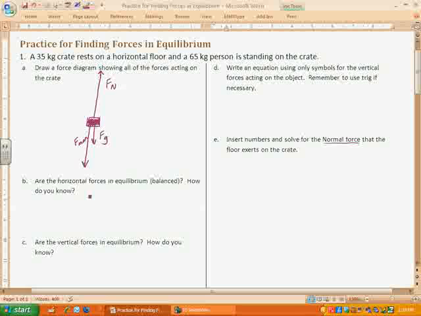Question B, are the horizontal forces in equilibrium? Are they balanced? How do you know? Please pause it and work through this question.